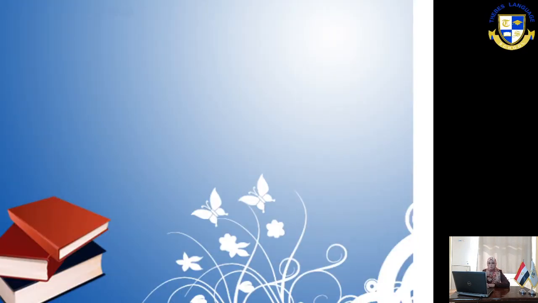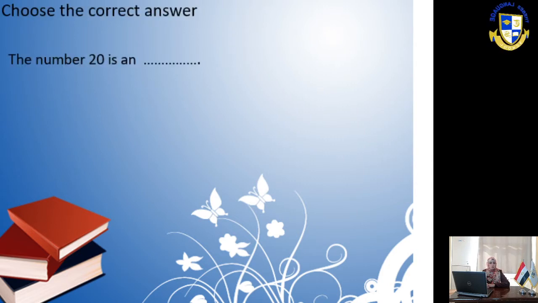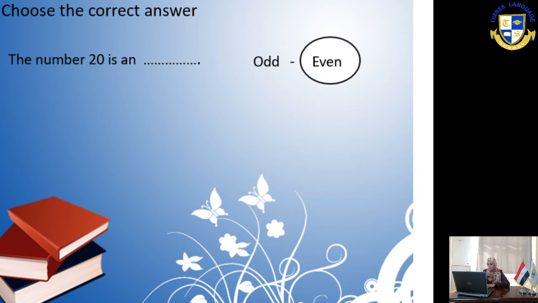Let's choose some answers. You have the number 20. Is it an even number or an odd number? Always look at the ones. The ones is 0. 0, 2, 4, 6, 8 are even numbers. So 20 is an even number.